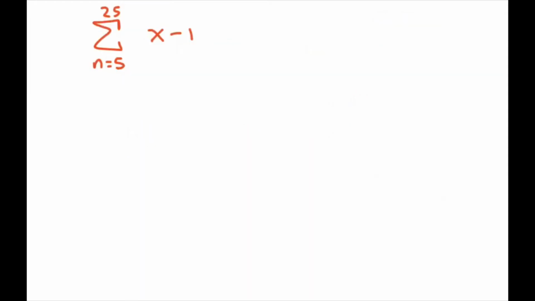Let's do this one. This one's a little weird because we're starting with n equals 5. But it doesn't matter because we can still find the number of terms. And you're going to think the number of terms is 20, but it's not. It's 25 minus 5, which is 20. But don't forget to add 1. So the number of terms we have here is 21.